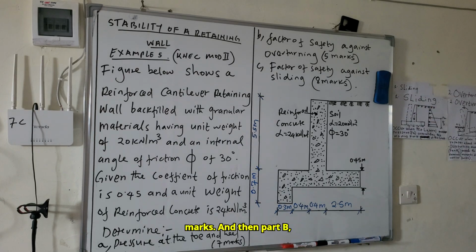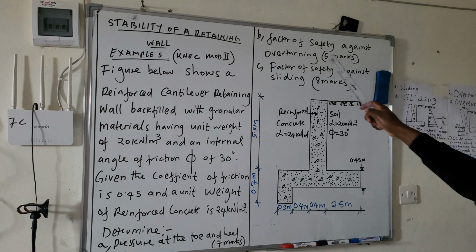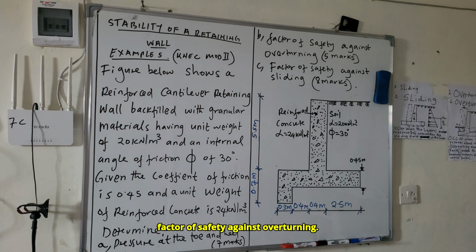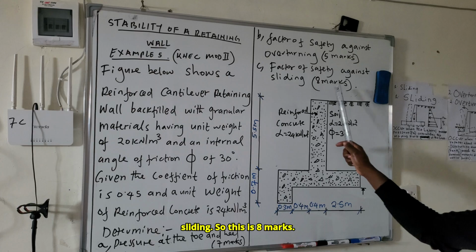So this is 7 marks. And then part B, factor of safety against overturning, that is 5 marks. And the last one, factor of safety against sliding. So this is 8 marks.